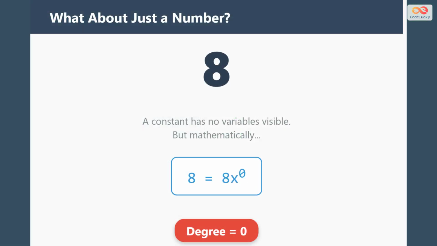What if you just have a number like 8? This is called a constant. A constant has a degree of 0. You can think of it as 8 times x to the power of 0, since anything to the power of 0 is 1.